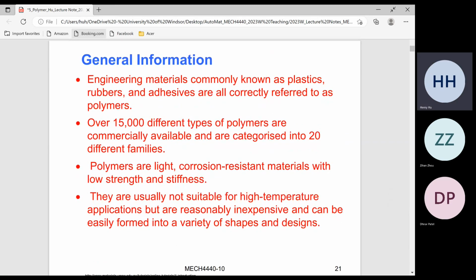Size 21, 22. Hey there, are you there? And just say a few words about this slide, the next one.